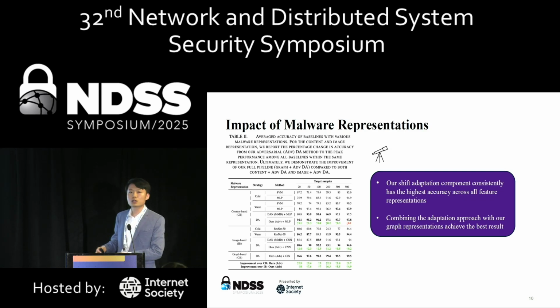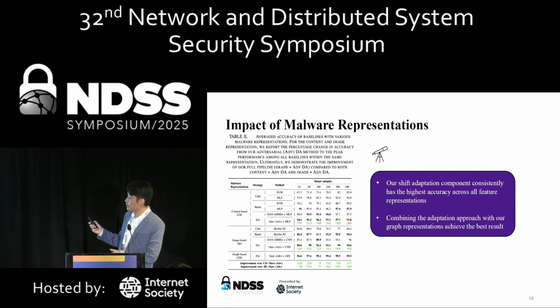So in addition to the control flow graphs, we also wanted to ask the question: what are the best malware representations we can use when it comes to detecting Windows malware? Specifically, we look at the other two very popular malware representations from previous research. One is graph-based representation. The other one is image-based representation. The content-based representation is the features you can extract directly from assembly code from the Windows binaries.